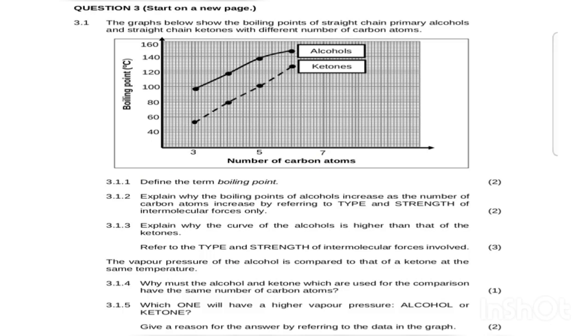Then 3.1.3 says explain why the curve of the alcohols is higher than that of the ketones. Now we refer to what? The type and strength of intermolecular forces involved. So again, we are speaking of the type and strength of intermolecular forces.